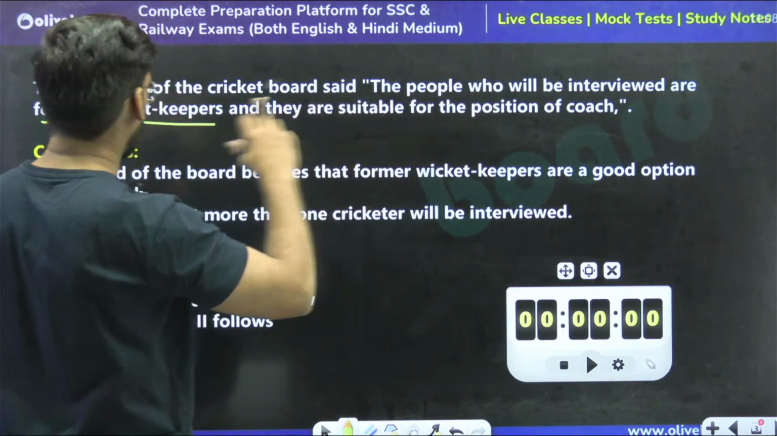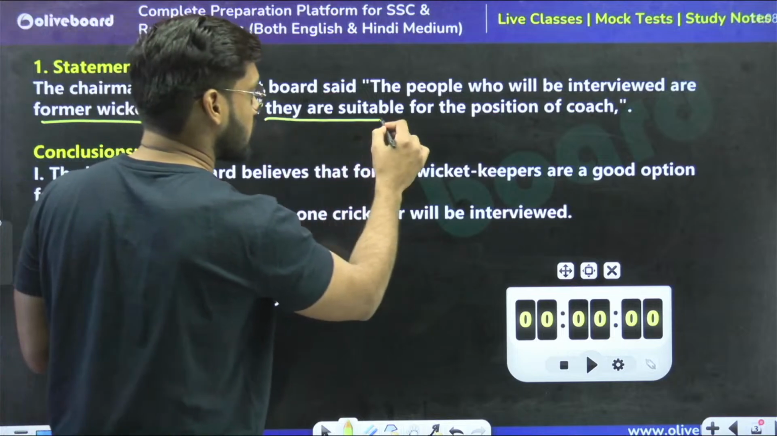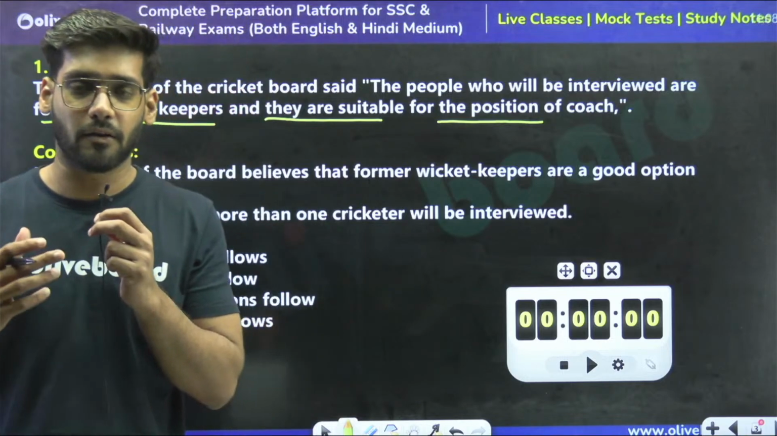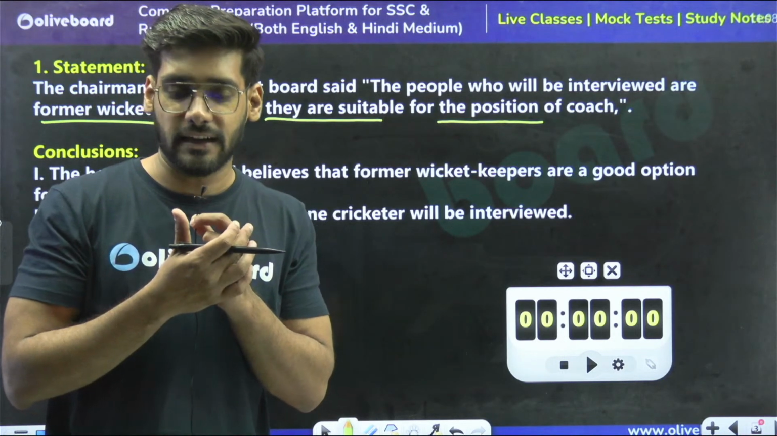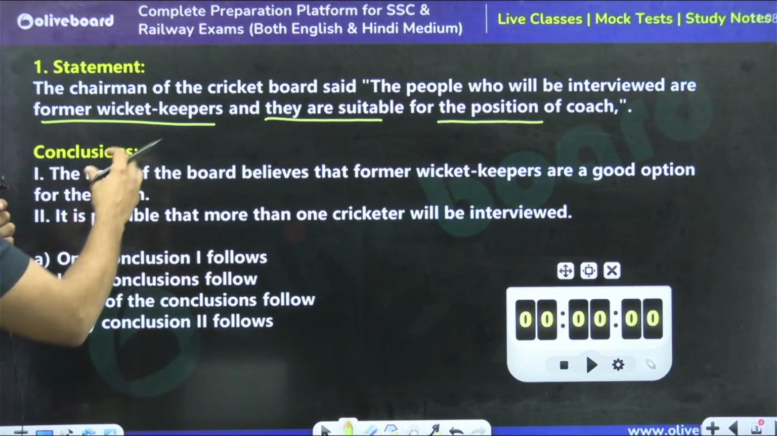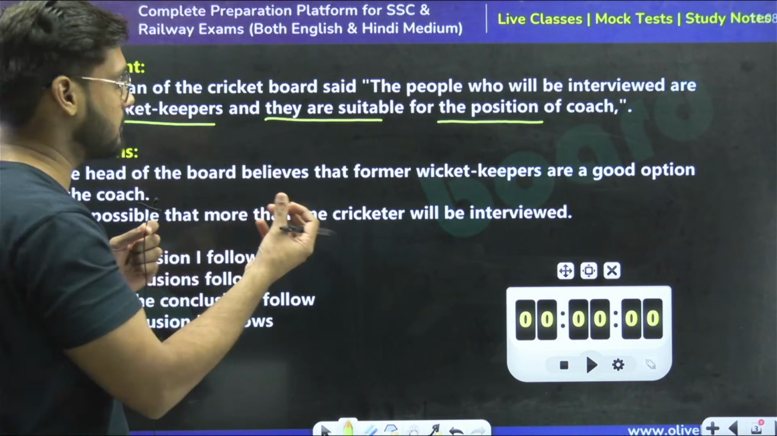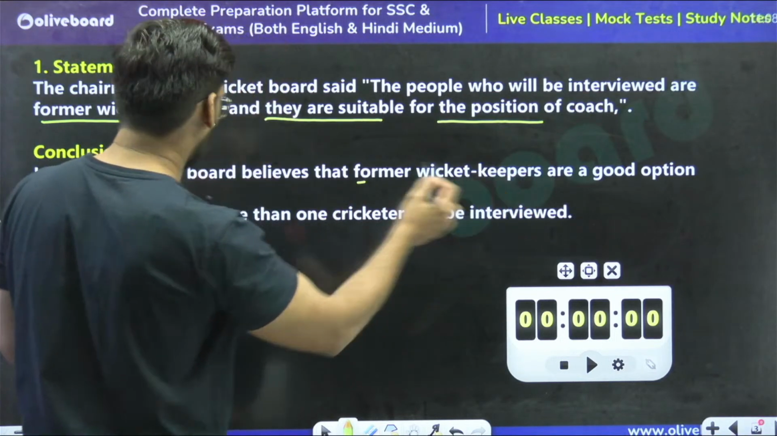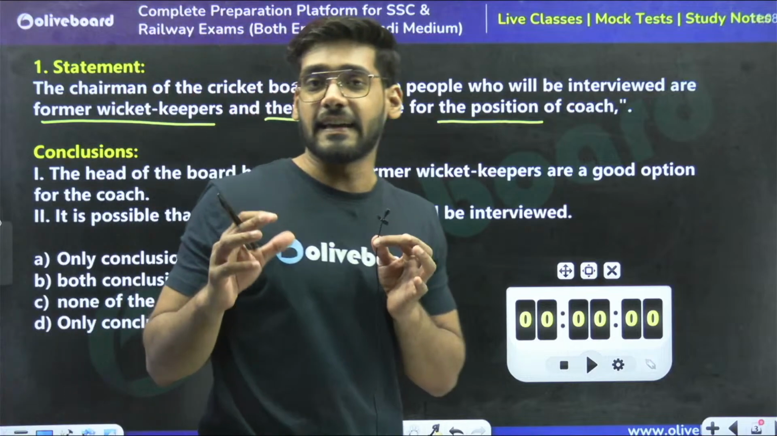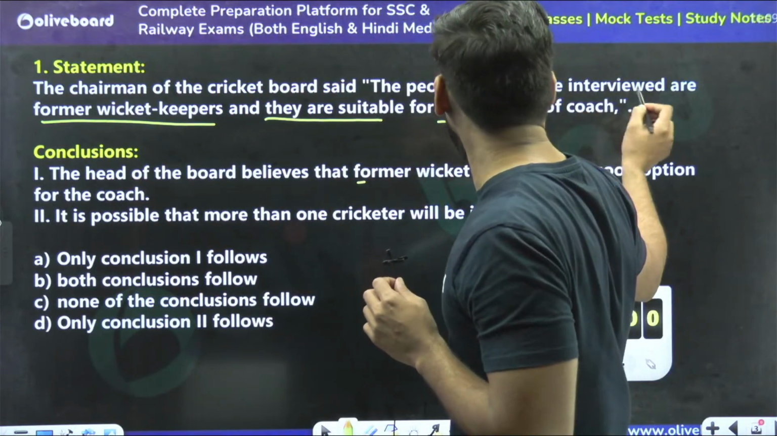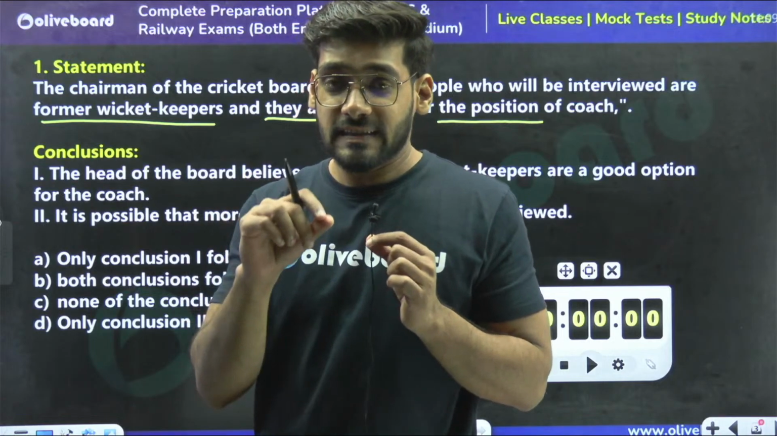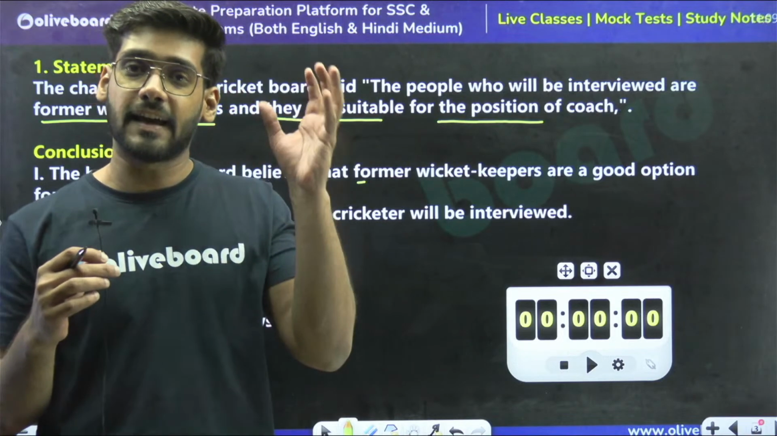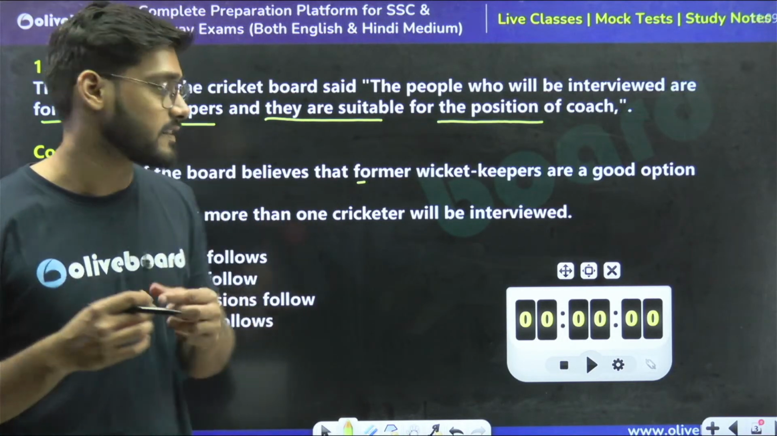The people who will be interviewed are the former wicket keepers, and they are suitable for the position of coach, the only persons suitable for the coach position that is available in the team, right? So let's see what conclusions we can decode from the statement. The head of the board believes that former wicketkeepers are a good option for the coach. In the statement he is saying the people who will be interviewed are former wicketkeepers. If he is saying that only wicketkeepers will be interviewed, that means they believe the wicketkeepers are a good choice, right? This is what they are saying.